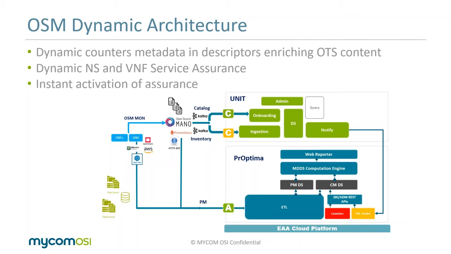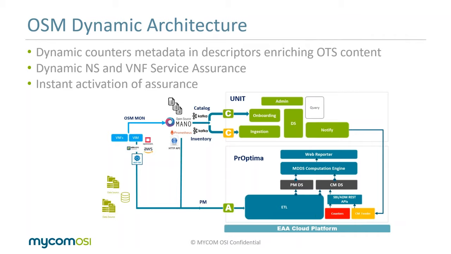So what we introduced here, and what we'd like to demonstrate today, is our integration with OSM, taking one of the main capabilities of OSM, which is to expose the descriptors, and especially the assurance part of the descriptors, the monitoring parameters. We are able to retrieve this information dynamically as soon as it is available in OSM, meaning as soon as a new VNF package or network service package is onboarded in OSM, with the constant integration that we developed directly with OSM. Once we detect this information being available, we automatically onboard the catalog, detect this service assurance metadata information, and activate the assurance as soon as the network service is instantiated.